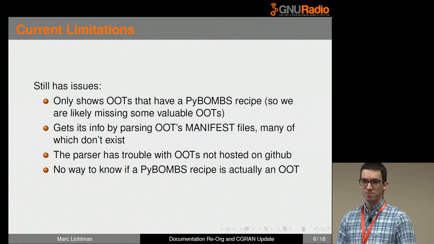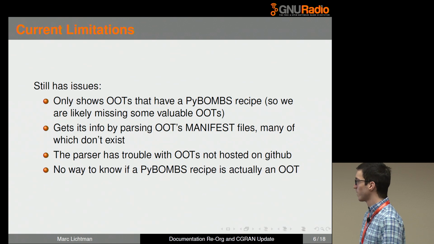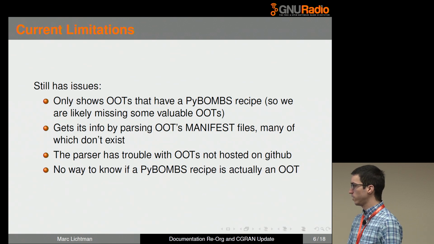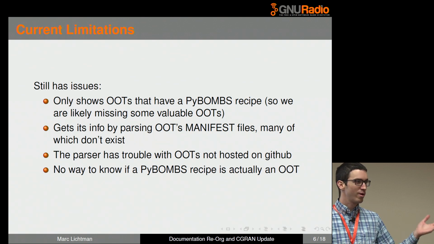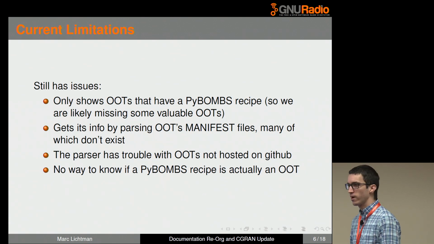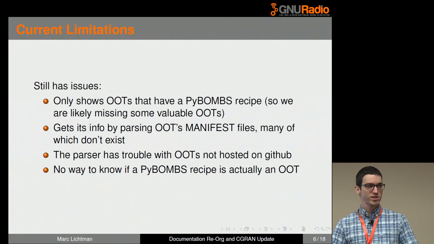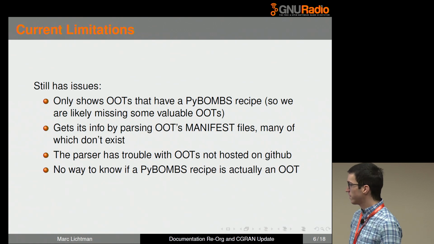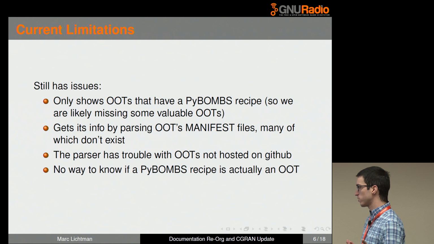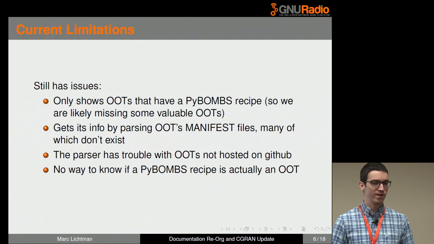PyBombs lets you install out-of-tree modules fairly quickly and easily. And if you go to the GR recipes repo, you can see all the different PyBombs recipes. So CGRAN doesn't actually hold any of the information on its own. It just parses through the list of recipes and the manifest files. And that's kind of an issue, but it's also how it was designed. And there's really no reason why an out-of-tree module couldn't have a PyBombs installer recipe.